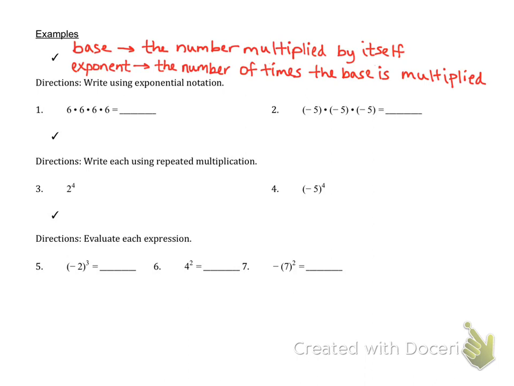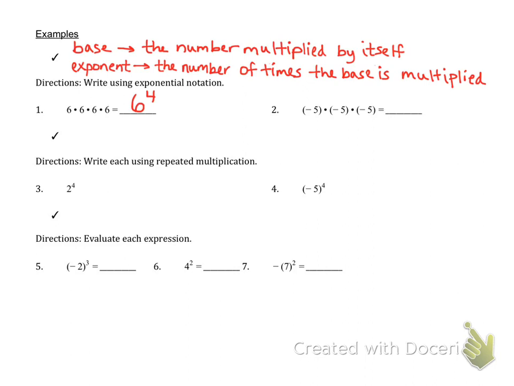So our first example says write using exponential notation. What the base is when we write our answer is the number being multiplied by itself. If we look at number 1, we have 6 times 6 times 6 times 6. So our base number is going to be 6, and then the number of times the base is being multiplied is 1, 2, 3, 4, and that's our exponent. So we're going to write this as 6 to the 4th power.